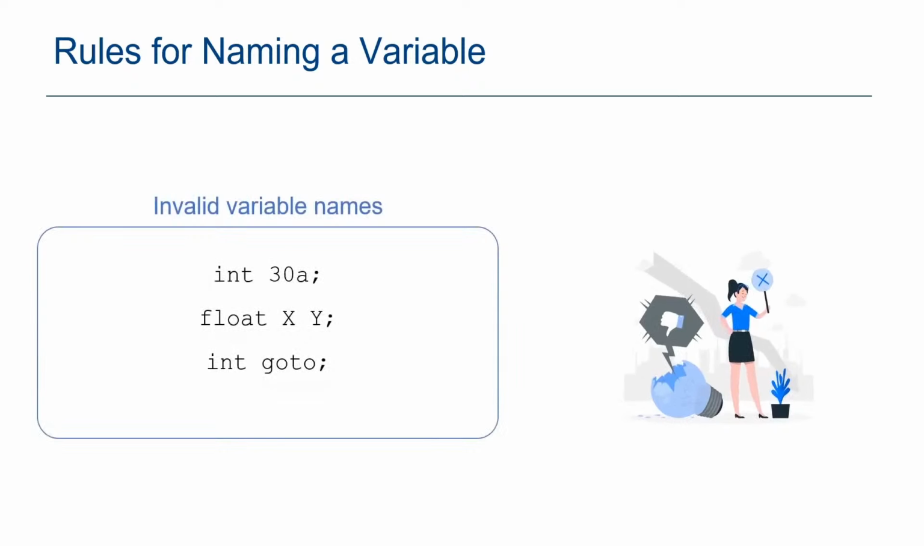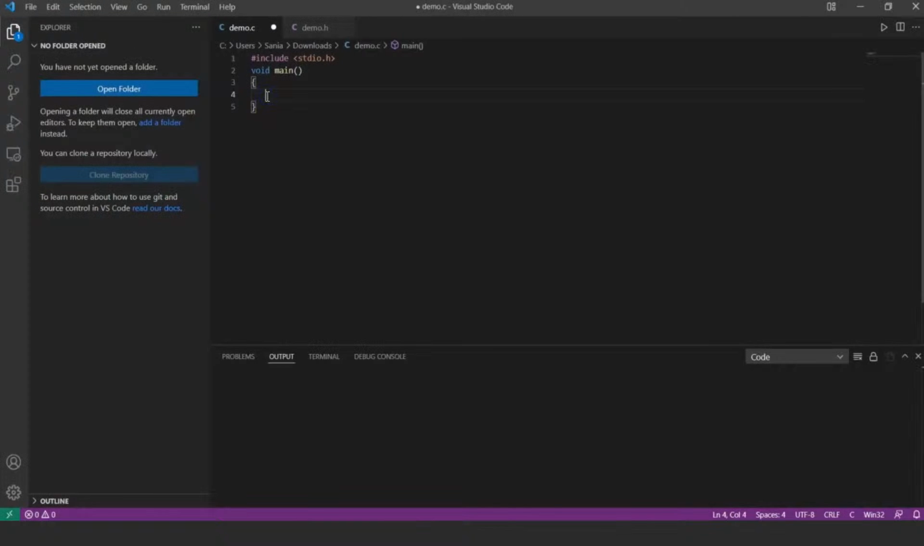Now let's look at some invalid variable names. For example, int 38. A variable name cannot start with digits. In the next example, we cannot have white space within a variable name, and a variable name cannot be a keyword. Now let's try to declare invalid variable names and run the program. int 38, float x y, and int go2.